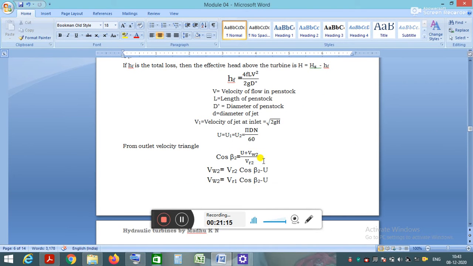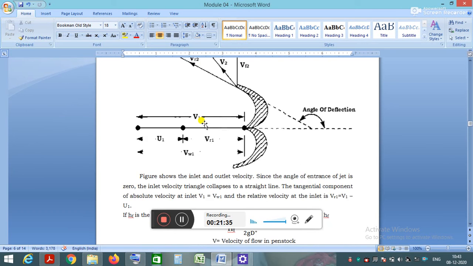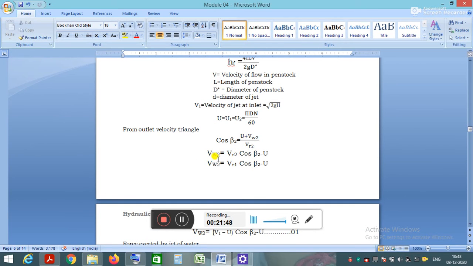From outlet velocity triangles, we can write cos beta 2 equals u plus vw2 by vr2. What is cos? It is adjacent by hypotenuse. Here you can see cos beta 2 equals adjacent side is u2 plus vw2 divided by vr2, adjacent by hypotenuse. Therefore, cos beta 2 equals u plus vw2 by vr2, because u2 equals u. Therefore, we can write vw2 equals vr2 cos beta 2 minus u.